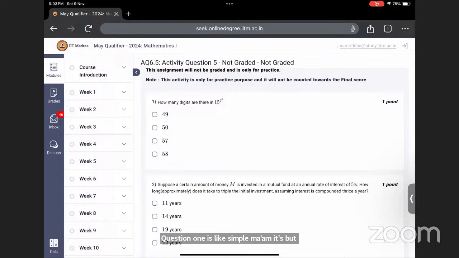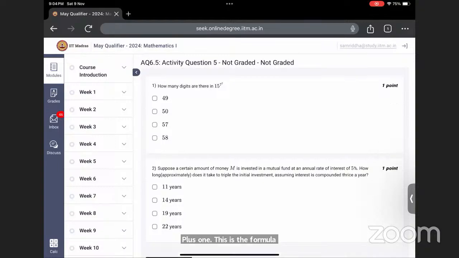Question 1. Okay, for question 1, you have a formula: floor function of log n, plus 1. Just put it. That's it. N is the number, okay? So floor function of log n plus 1. This is the formula. Just apply the formula. This is nothing. Just have to apply the formula.